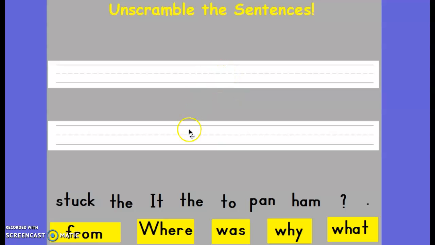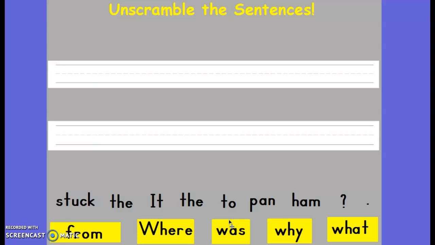So we have two sentences. So what I did was I made two sentence strips. The first sentence will go here. The next sentence will go here. There's two sentences, and we have to take all of these words that are scrambled up or mixed up, and we have to put them back in the right order. We have to unscramble them. So we have to figure out how to unscramble and put those sentences back together.